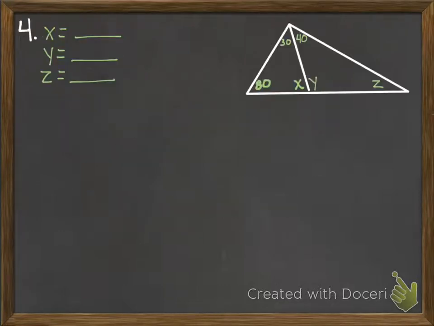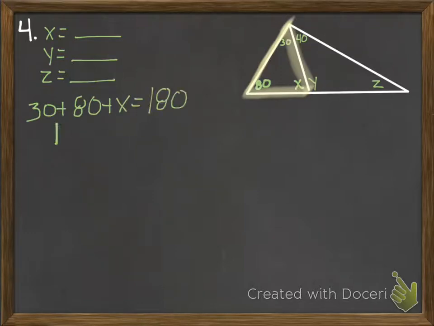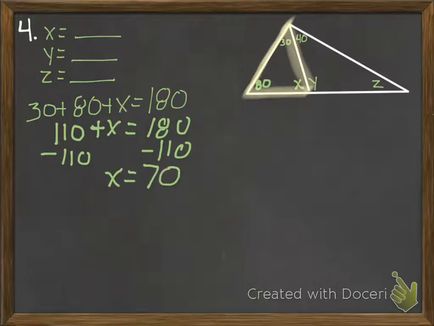Okay, so for number 4, I'm going to start off with angle x. You don't have to start with x, but I'm going to start with angle x. So looking at the drawing, what I see here is this that I'm tracing is a triangle. Okay, so those three angles should add up to 180 degrees. So if they equal 180 degrees, then we get 30 plus 80 plus x would equal 180 degrees. Add 30 and 80, and we get 110 plus x equals 180. And then we just subtract 110 from both sides. We get x equals 70.